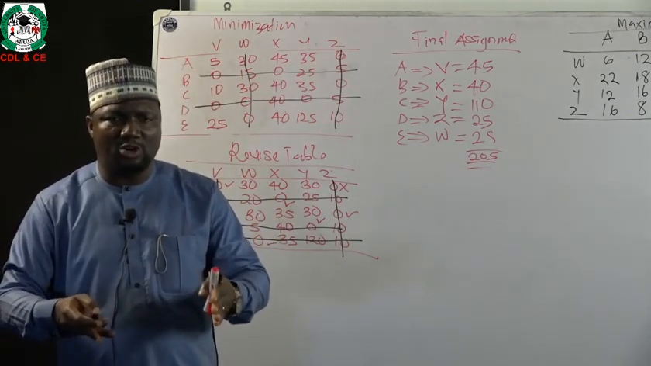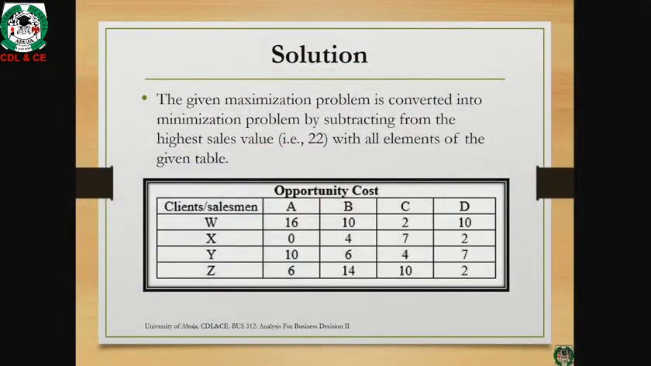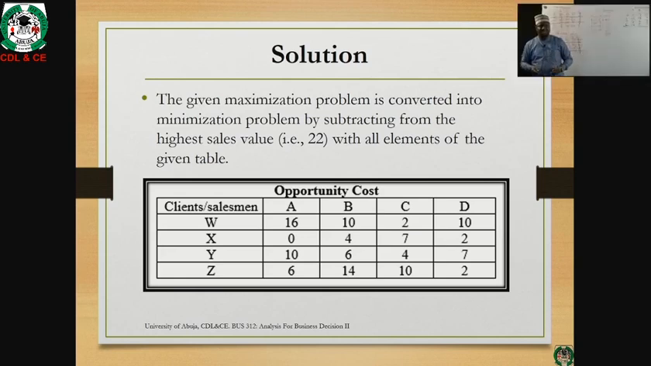What is the opportunity cost matrix? It's a polished matrix transformed from a maximization problem to minimization. How? We look for the highest value in the entire matrix table, which is 22. Then we subtract 22 away from all the values in the cost matrix, which will result in the values we have on the screen, which is our opportunity cost table. You can see X to A, where the 22 is, is the only 0. From this point, you proceed as if it's minimization.